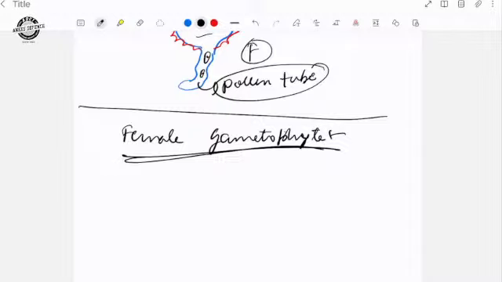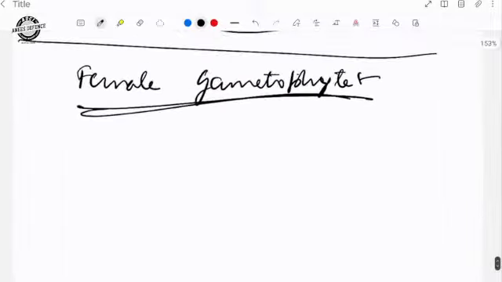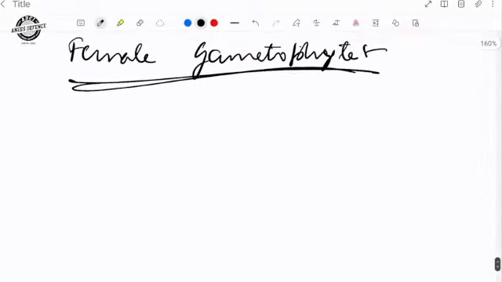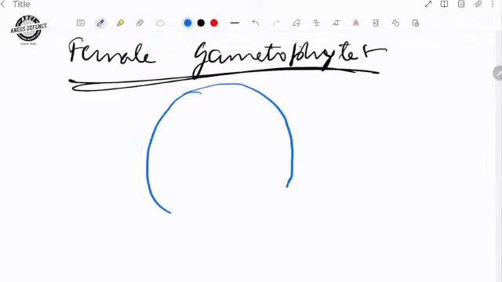At the end, we just should know what result we are going to get after fusion. That is the last topic of today's lecture. Understood? In the female gametophyte, what processes occur, what things are going to happen, we should remember. Before that, we should know the structure of the ovule that is attached with the placenta. This is the inside of one ovule.